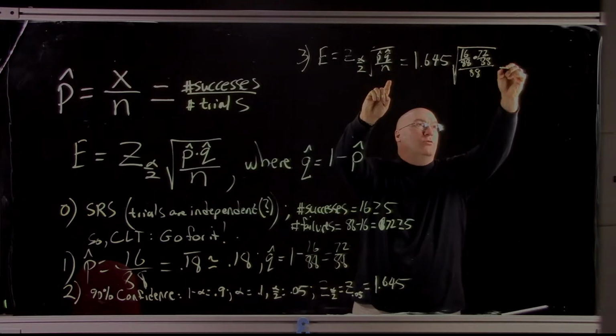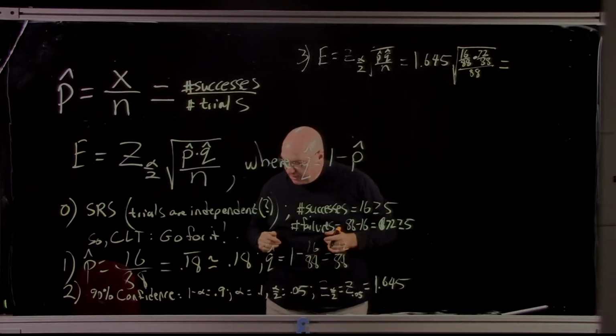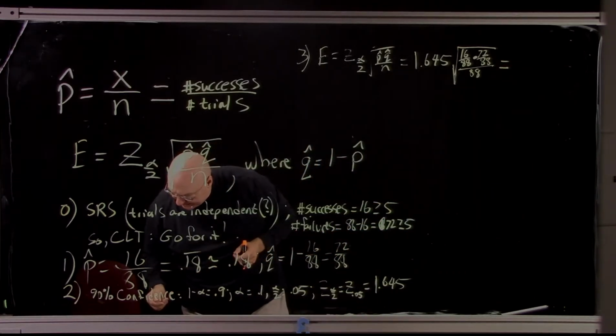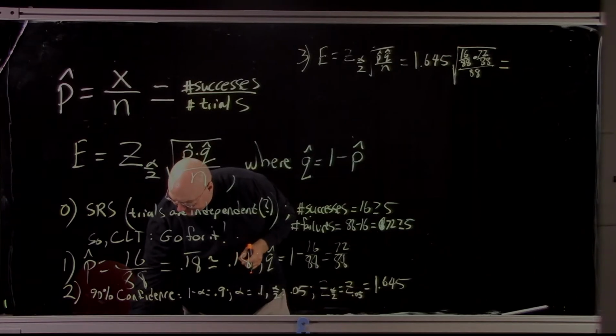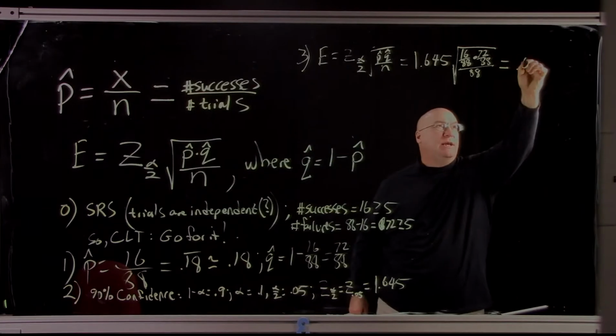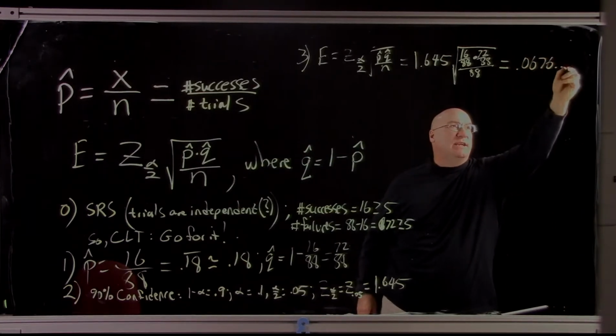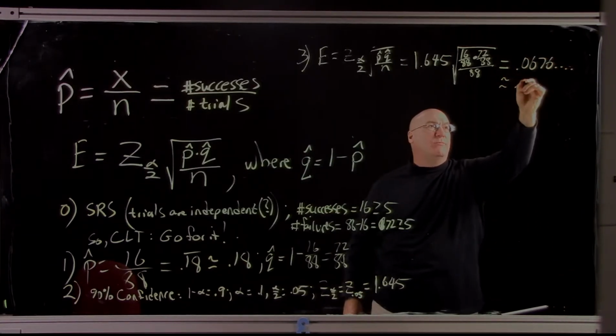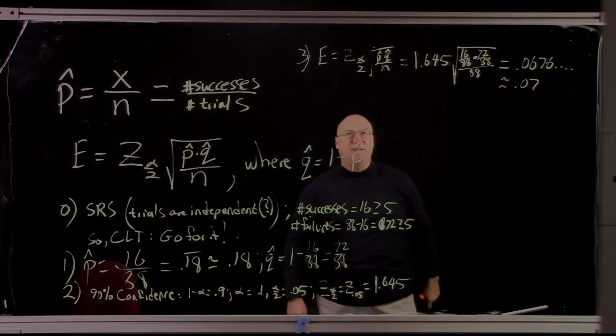All right, if you do all that carefully in your calculator, you should get 0.0676, and so on. And again, I would round that then to 0.07, rounding to the nearest hundredth.